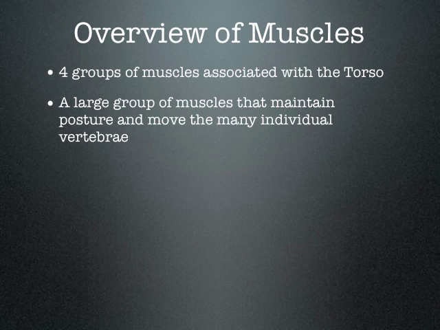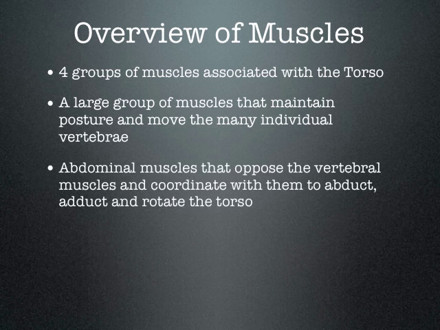The second group of muscles are like their antagonists or their complements, and these are the abdominal muscles. The abdominal muscles are anterior, the vertebral muscles are posterior, and if you move laterally or medially, they're going to work in concert with one another. But if you're going to flex your torso, you're going to use primarily abdominal muscles. If you're going to extend your torso, you're going to use primarily vertebral muscles.